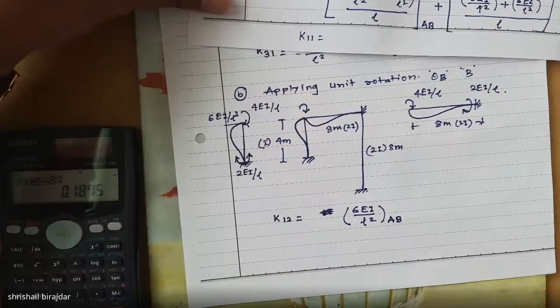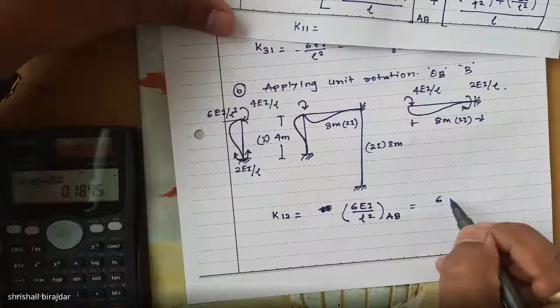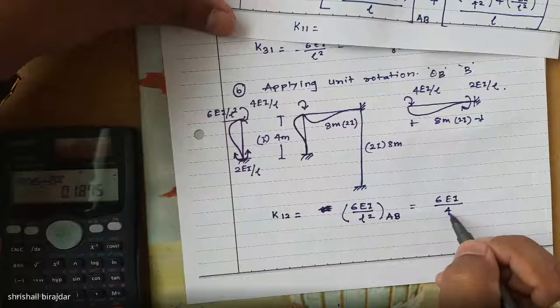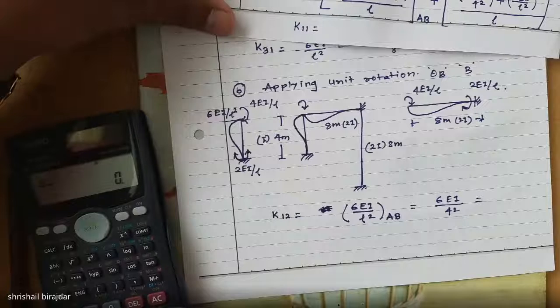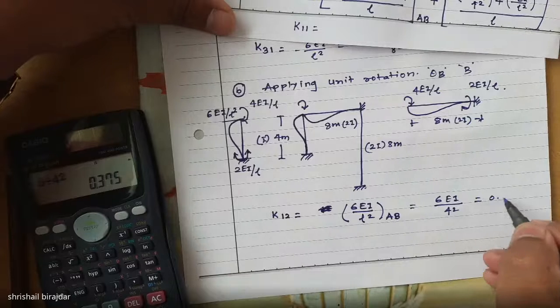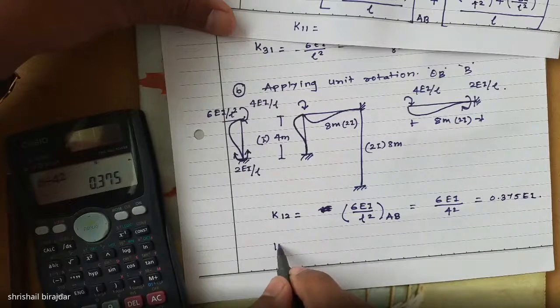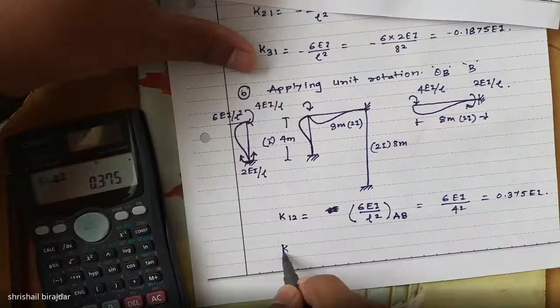Okay, for AB, you directly write 6EI as it is divided by L square, 4 square. How much does it work out to be? Please let me know. 0.375. Exactly.